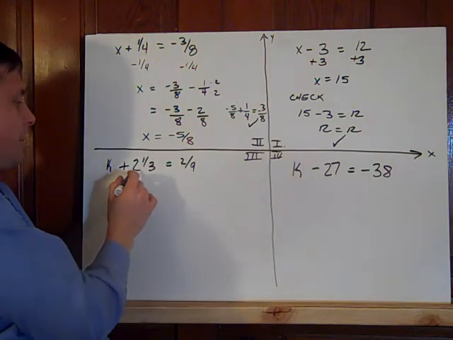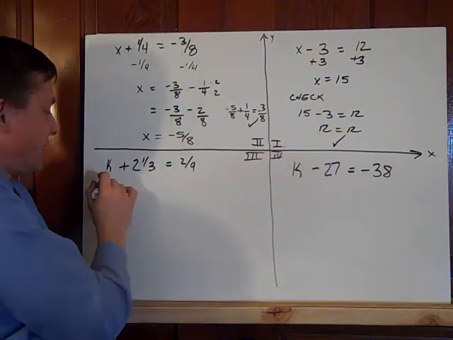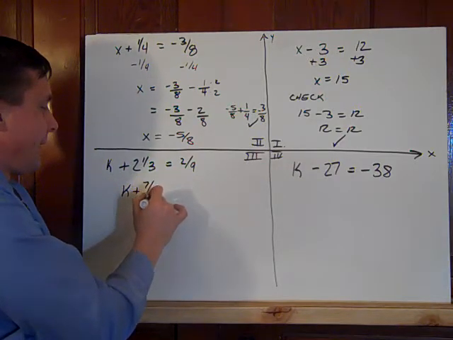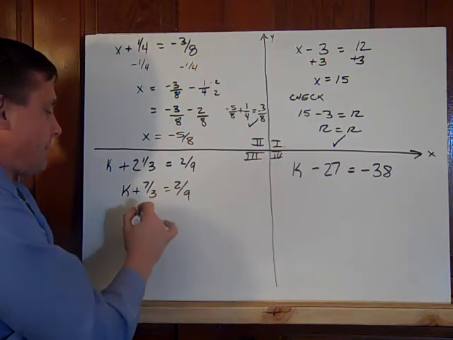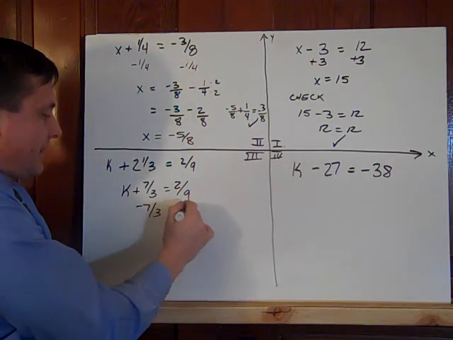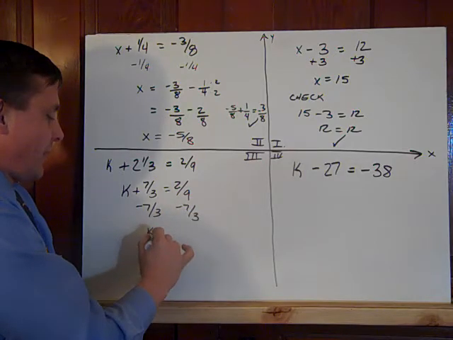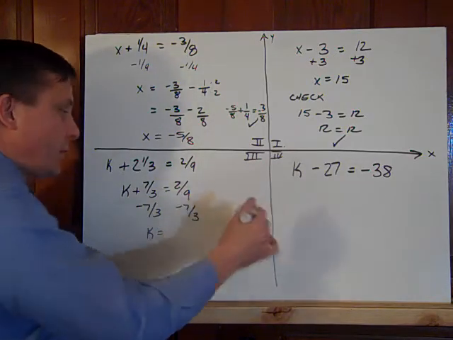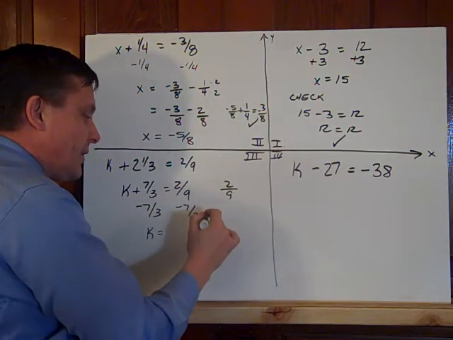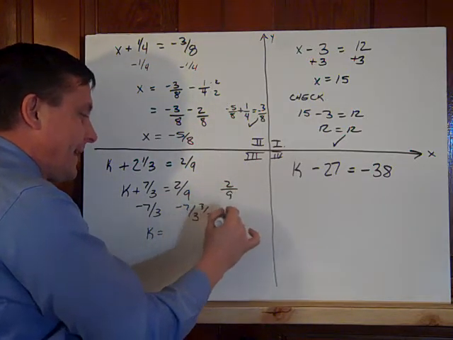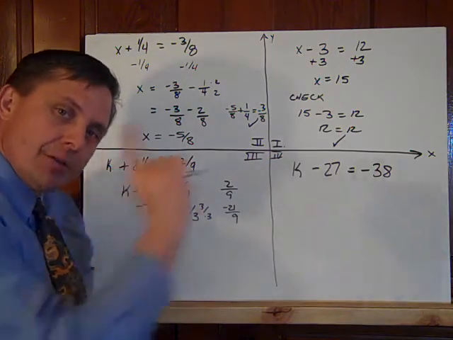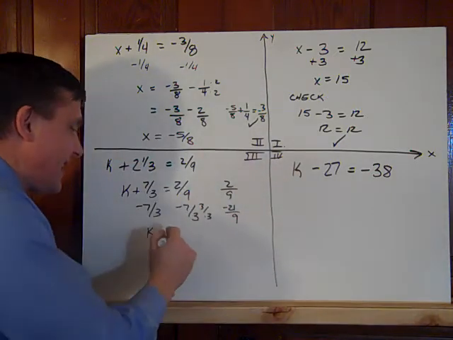On the next one, I got a mixed number, 2 1/3 equals, plus k equals 2/9. Well, I don't care for mixed numbers, so I'm going to make it improper. The opposite operation of plus 7/3 is minus 7/3. Again, I don't have a like denominator, but this time I'm going to do it vertically. I see 9 and 3, I know that is going to be 3. And I'm going to get negative 21/9. 2 plus negative 21, 2 to the right, negative 21. How about negative 19/9?